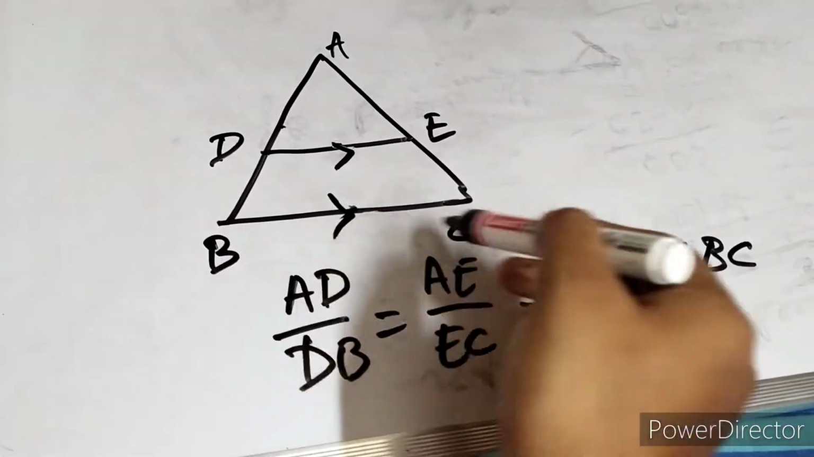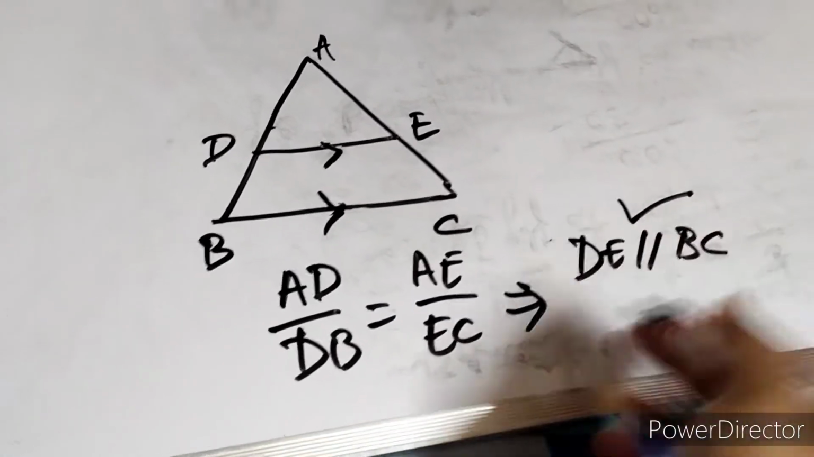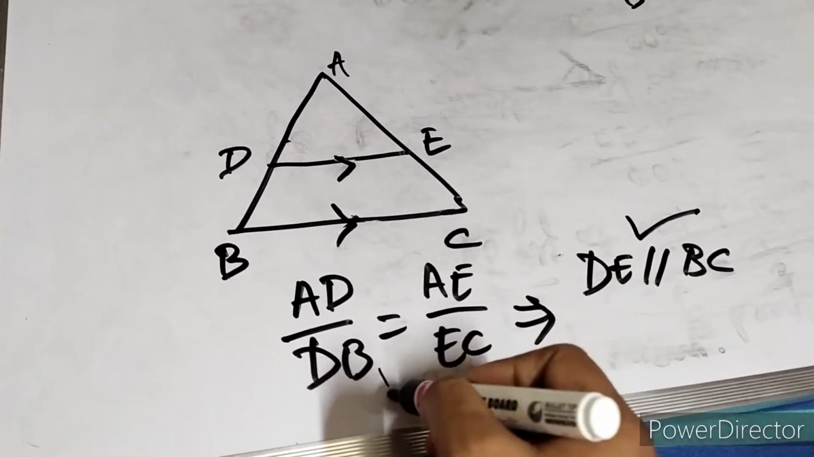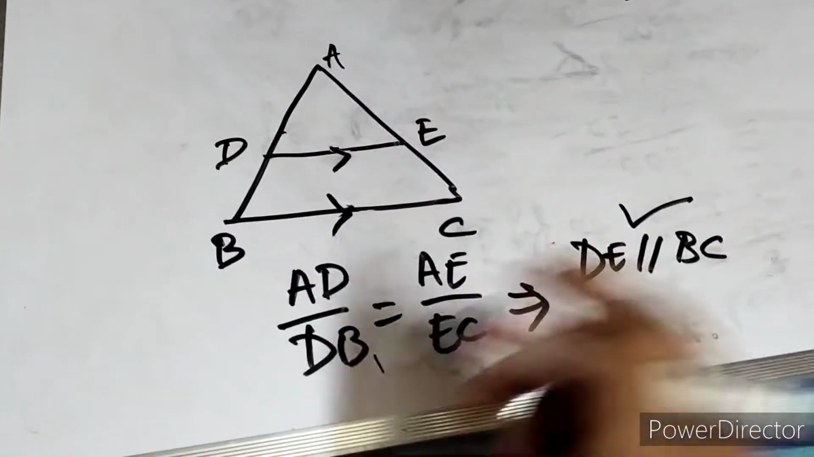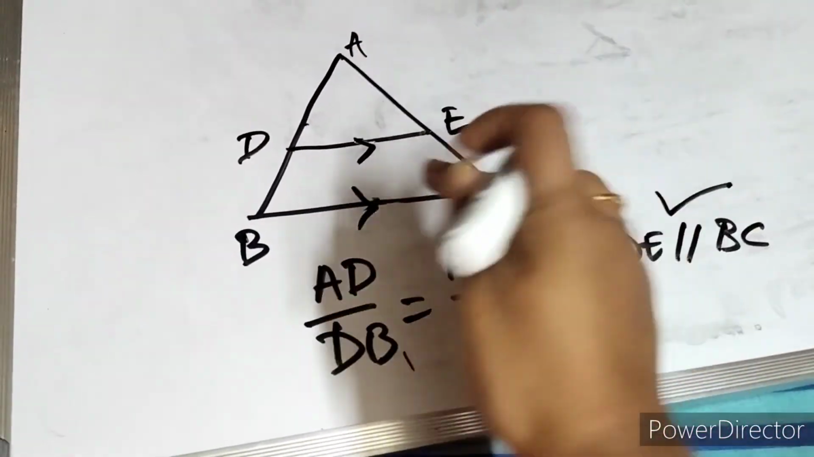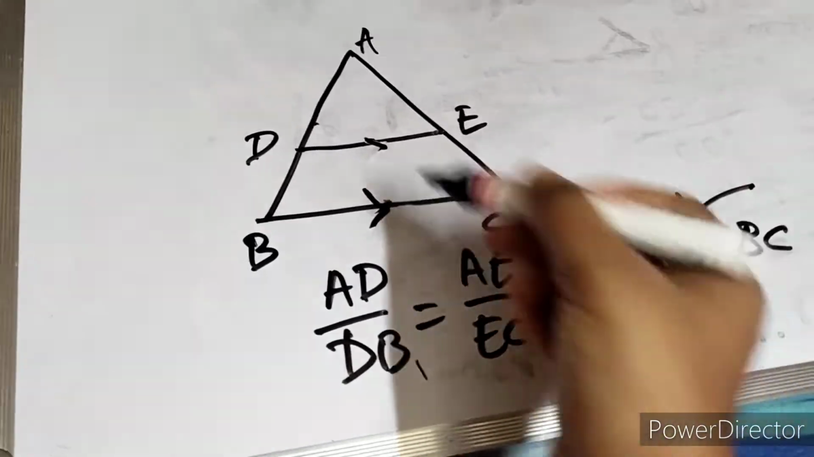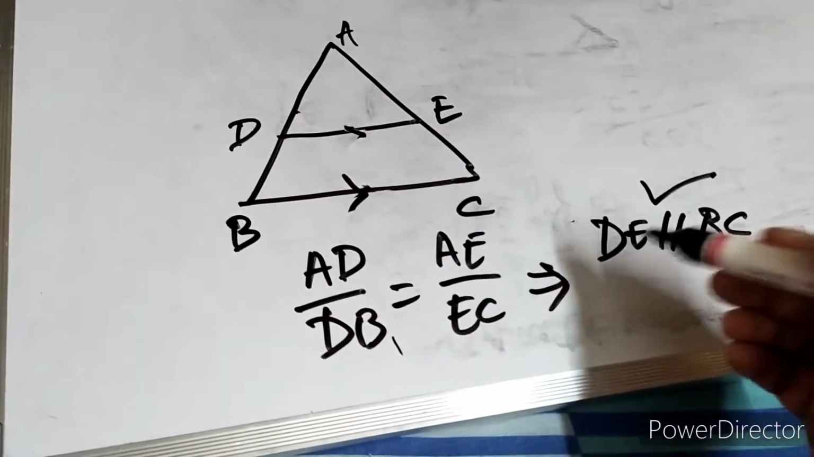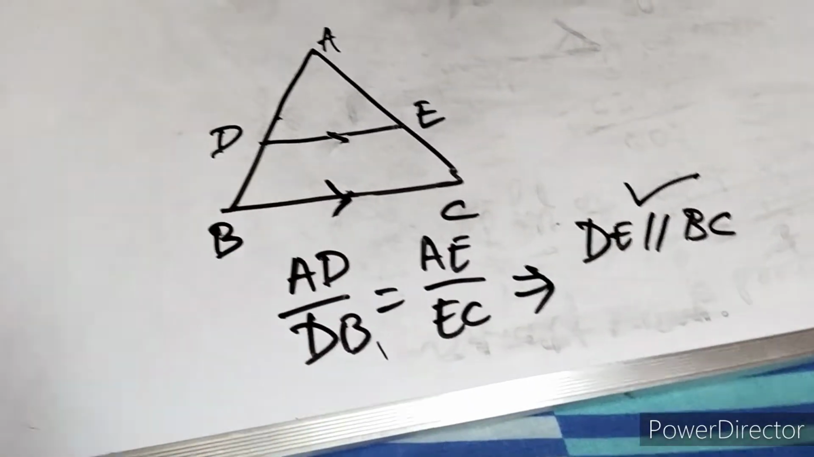It will be parallel to this. Thales theorem is telling that if DE is parallel to BC, then these ratios are equal, that is AD by DB equals AE by EC. And the converse theorem is telling that if AD by DB and AE by EC are equal, and it is not given that these are parallel, then DE is parallel to BC. This is the converse of Thales theorem.